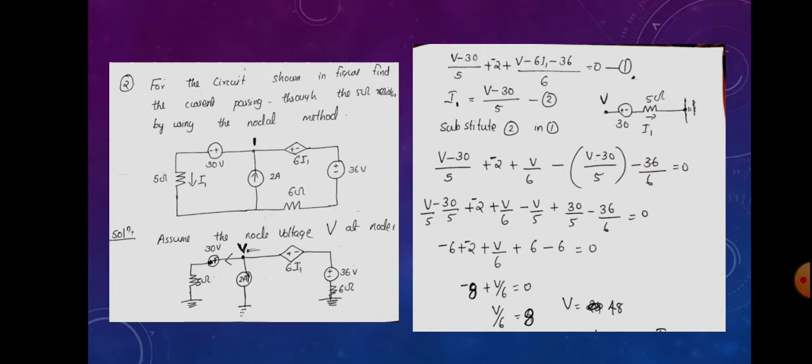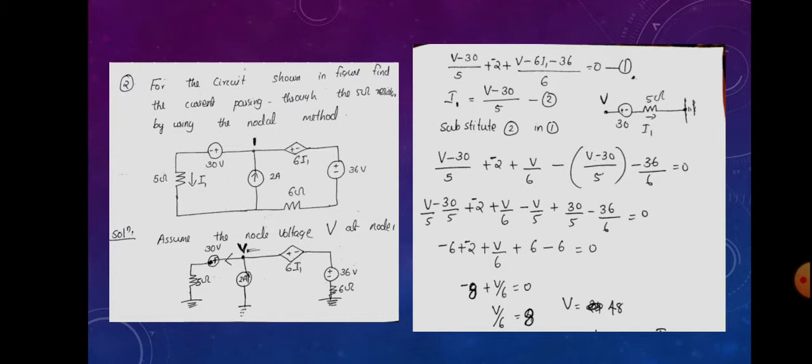So you are asked to find the current through the 5 ohm resistor, that is, you have to find I1, and it is also given in the question that you have to use the nodal method. For doing the nodal method, first of all you have to mark the nodes, and here there is only one node, marked in the question itself. So we will assume a voltage value for that node 1. Let V be the voltage at node 1. Let us start solving the problem.